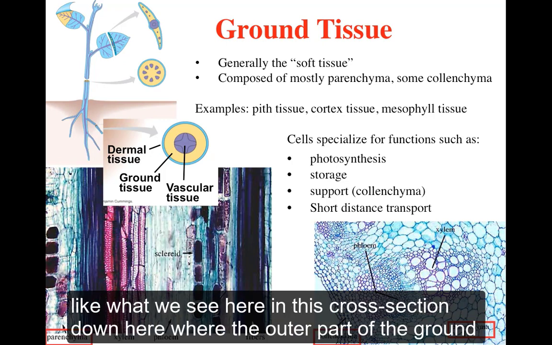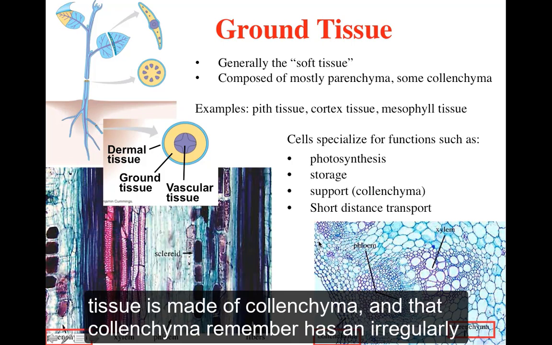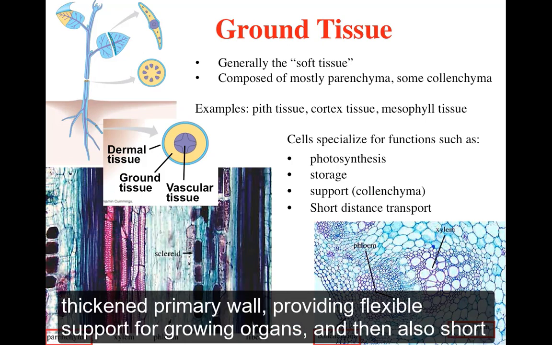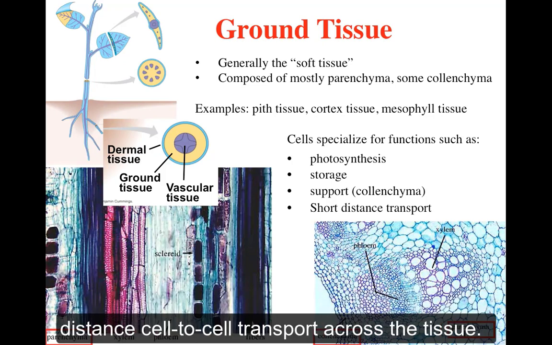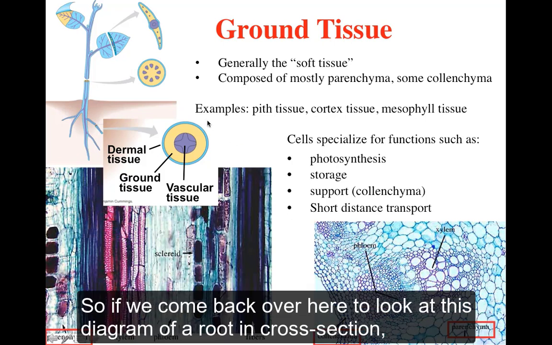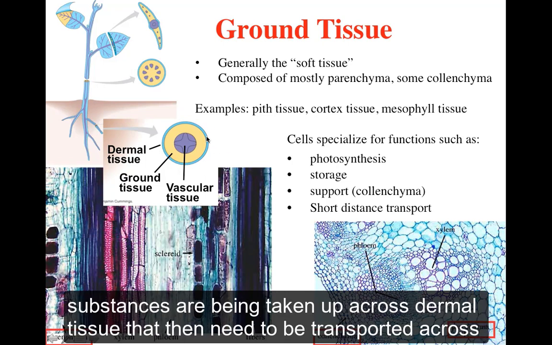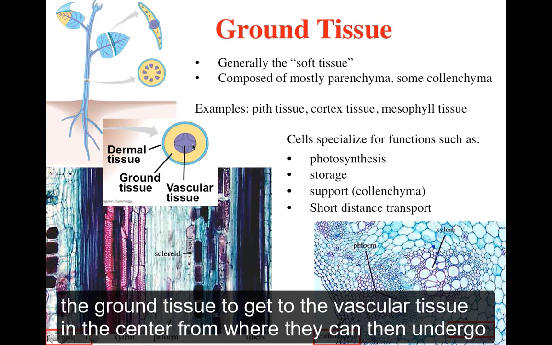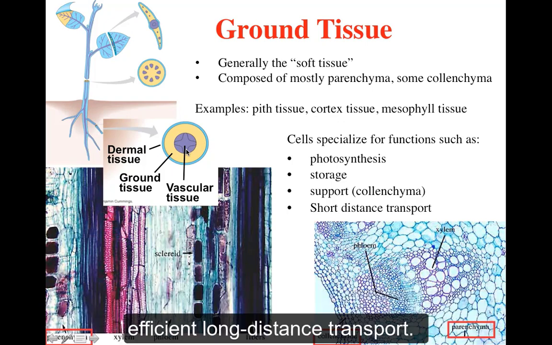Support, like what we see here in this cross-section down here, where the outer part of the ground tissue is made of collenchyma, and that collenchyma, remember, has an irregularly thickened primary wall, providing flexible support for growing organs. And then also short distance cell-to-cell transport across the tissue. So if we come back over here to look at this diagram of a root in cross-section, if substances are being taken up across the dermal tissue, they then need to be transported across the ground tissue to get to the vascular tissue in the center, from where they can then undergo efficient long-distance transport.